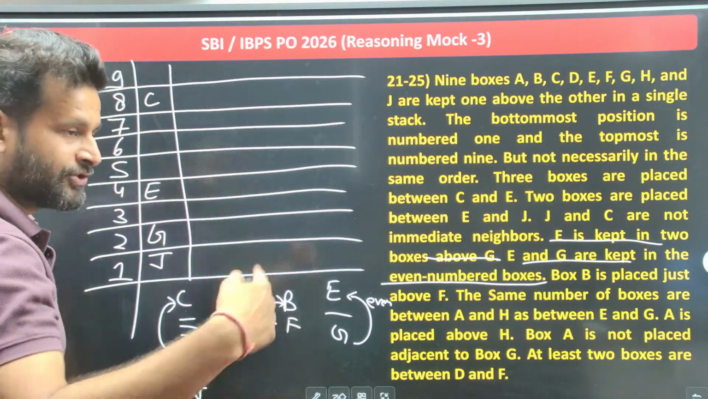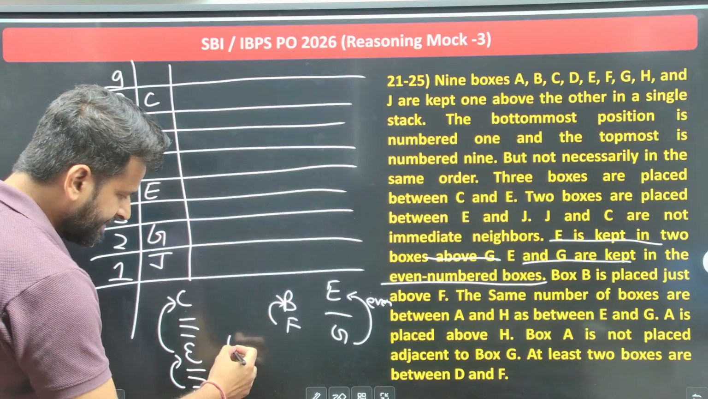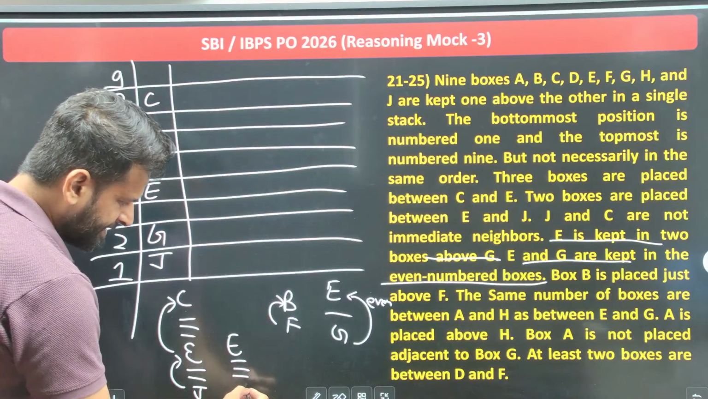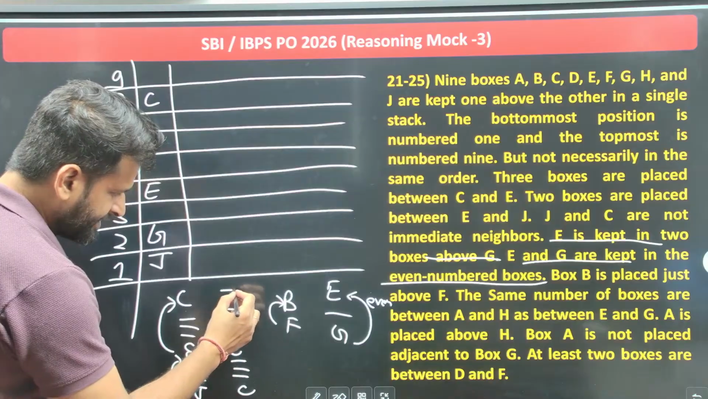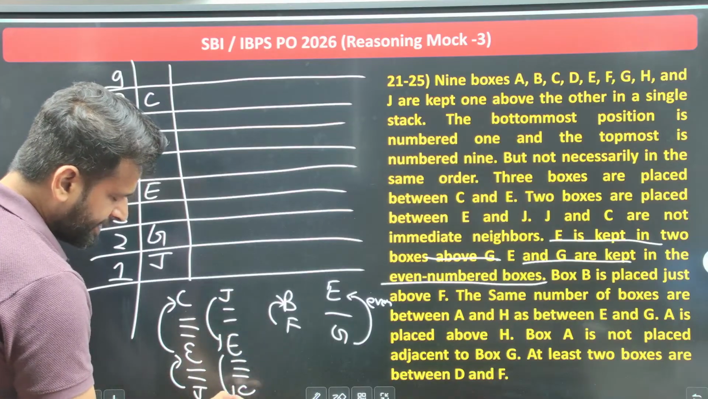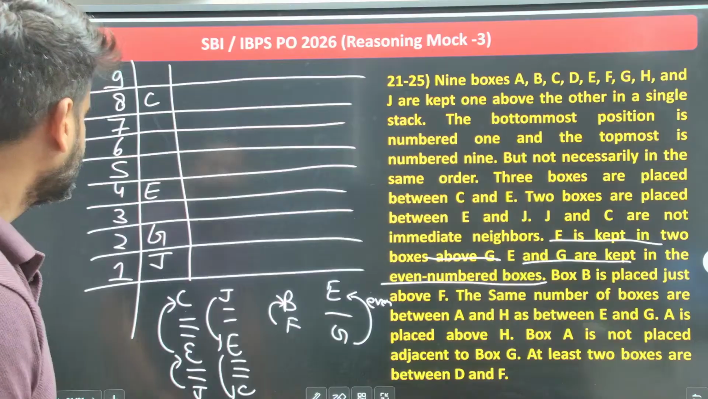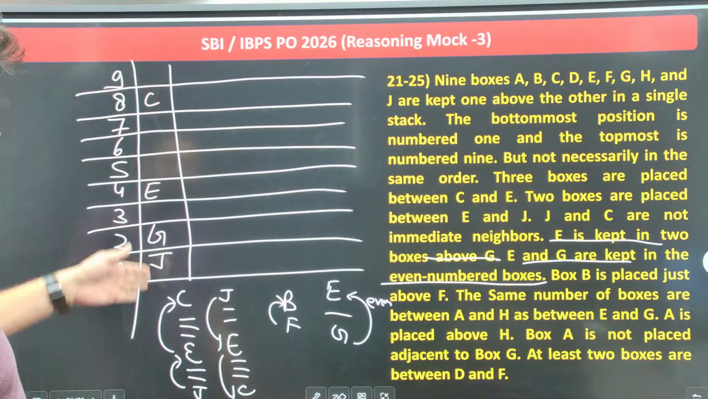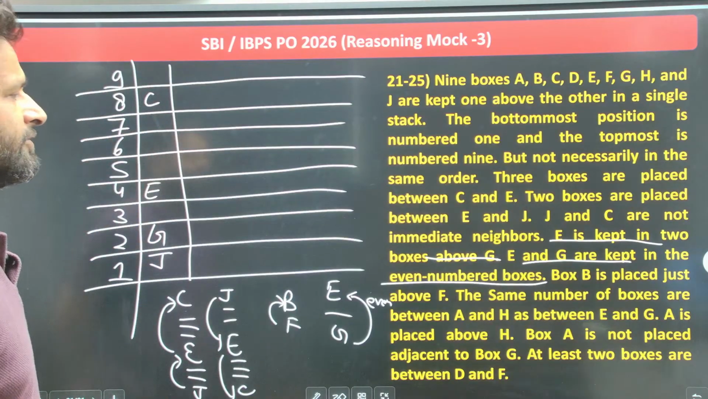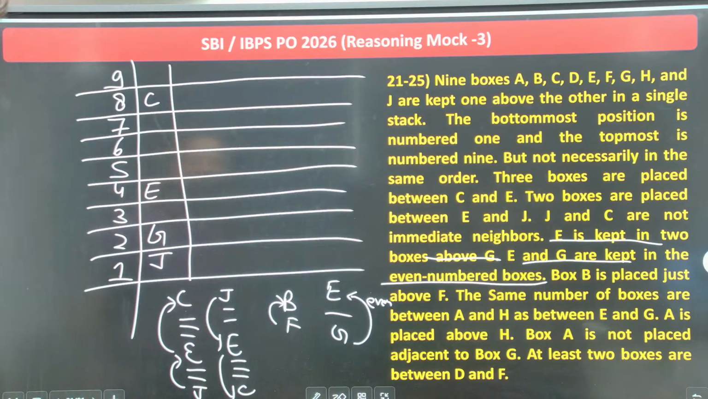Is it okay? Your second case will be this is E, 1, 2, 3, this is C, and 1, 2, J. This will be J. This is your another case. All right. Let us solve this. Let us go through this first. Okay. So 3 between C and E is done. 2 between E and J is done.